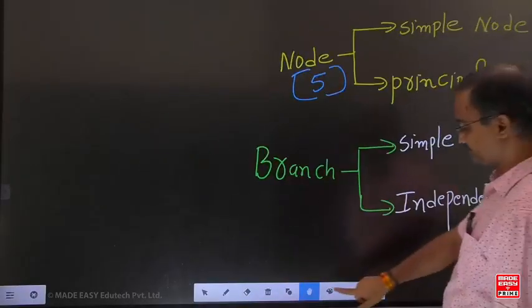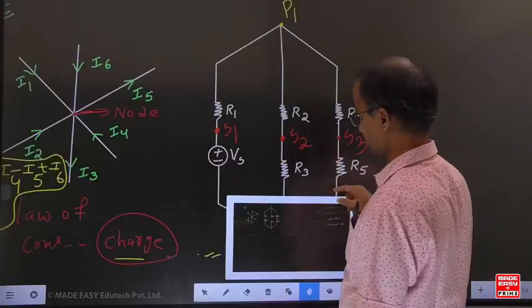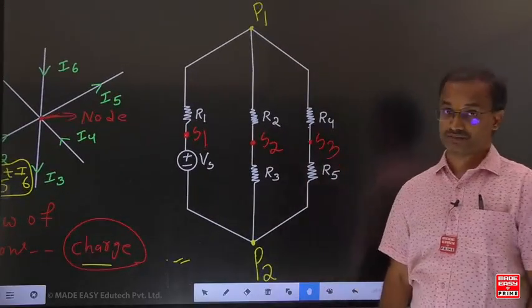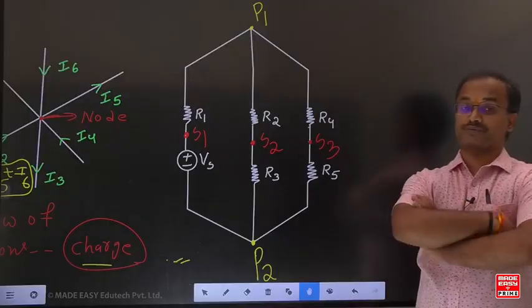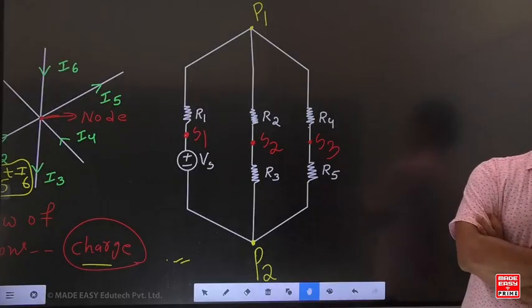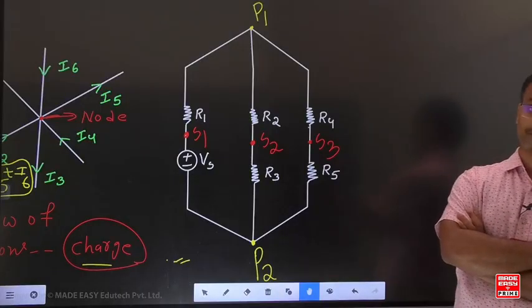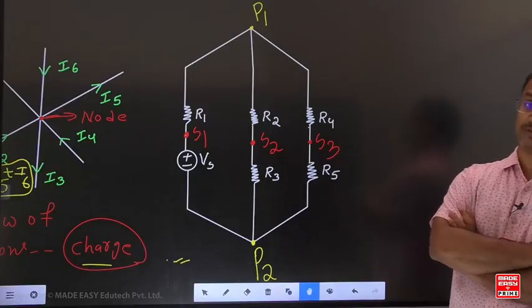Now come to the next point. For this particular example, again the branches. Here also, two types of branches are there. One is a simple branch, the other one is the independent path.